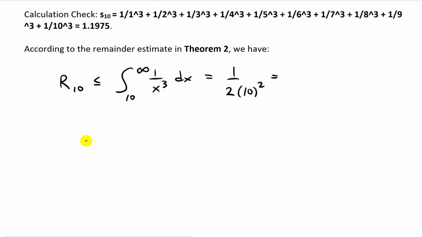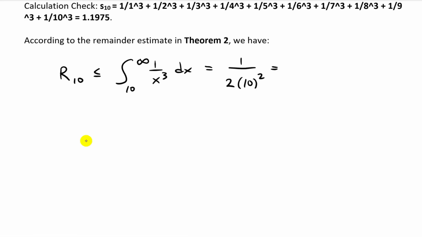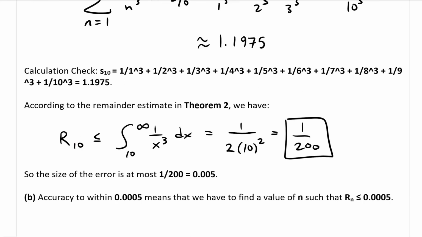And this just equals, 10 squared is 100, so what we end up having is 100 times 2, that's 1 over 200. So the error is going to be less than, or the remainder is going to be less than 1 over 200. So the size of the error is at most 1 over 200, which equals 0.005, and you can just do that as well with automatic calculations. Amazing stuff here.